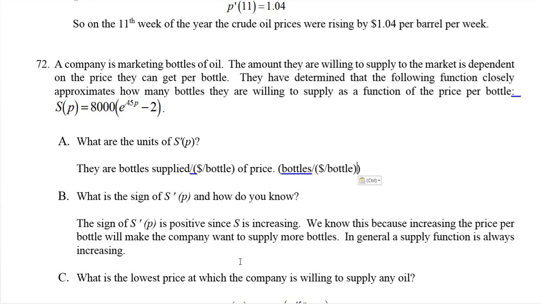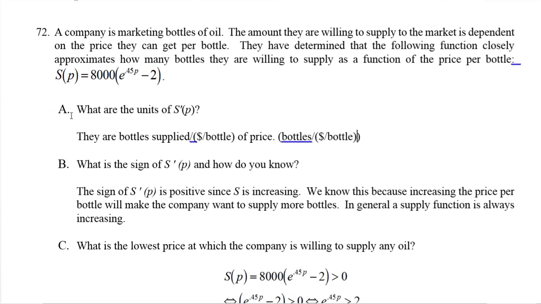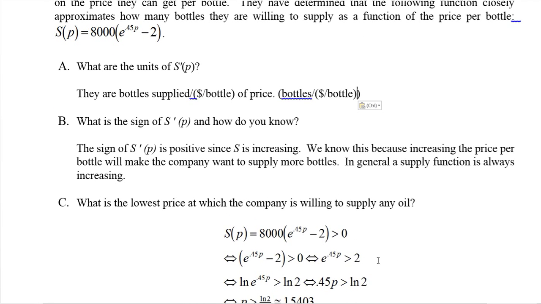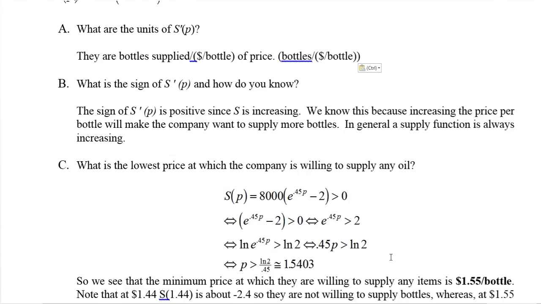What is the lowest price at which the company is willing to supply any oil? Okay, so we could do this a couple of ways. Theoretically, you could set it at 0 and solve for that, anything above that. In fact, the lowest amount you can actually produce is 1 bottle, so you could also set it at 1. Here I just did greater than 0.